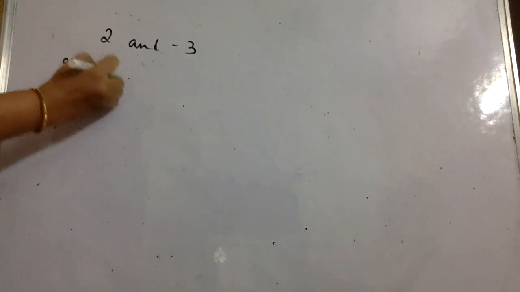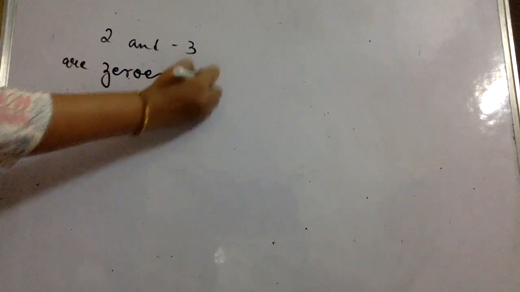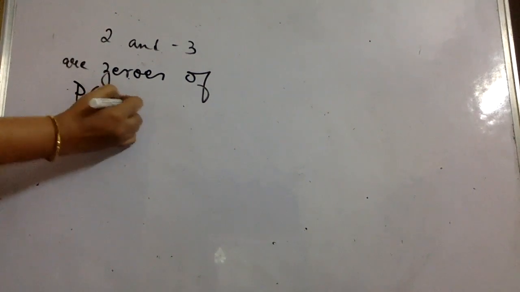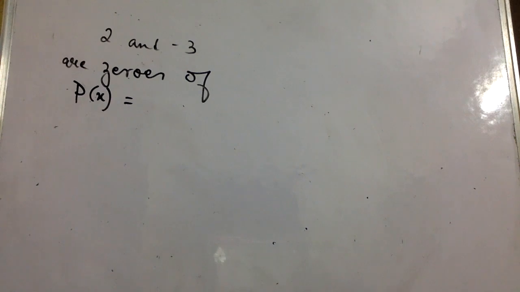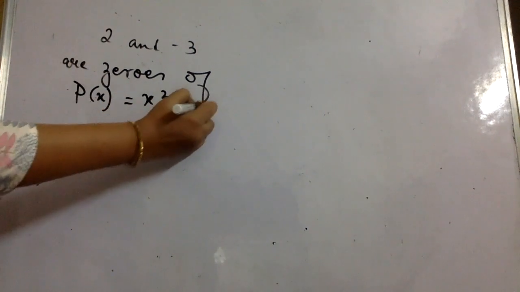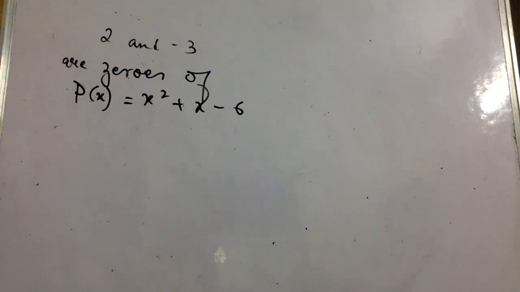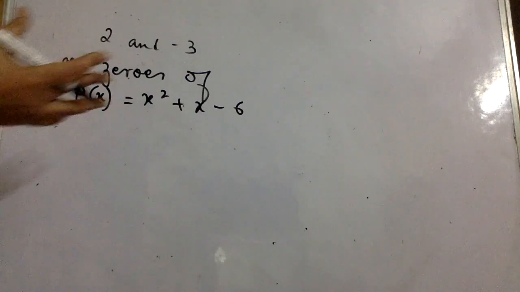Here is one last question of this topic. The question is like this: 2 and minus 3. You will have to show whether 2 and minus 3 are zeros of which polynomial? p(x) is equal to, now this polynomial is slightly different, watch, x square plus x minus 6. So this is slightly different.